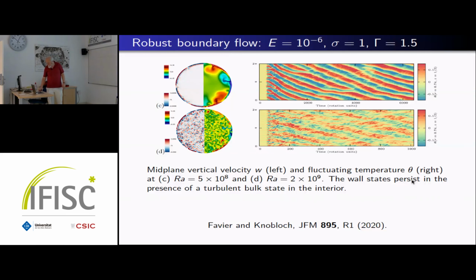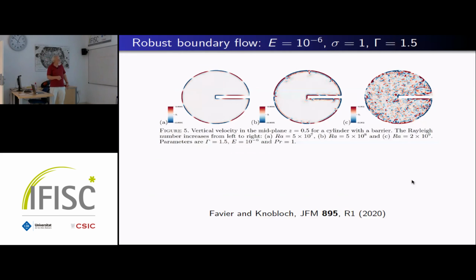In fact, they are extremely robust. You can try to block them by putting a boundary like this, and the thing just happily goes around, and nothing changes. The frequency doesn't change, the wave number doesn't change, and you can play with different geometries, and the wall mode just goes around whatever you put there. And the important thing is that it does that even in the presence of the bulk turbulence.